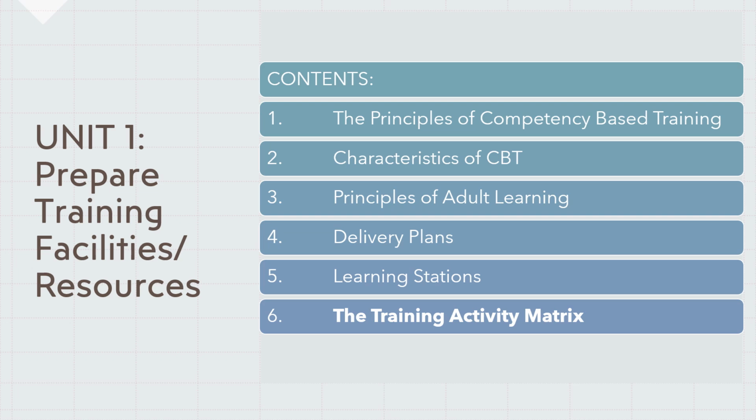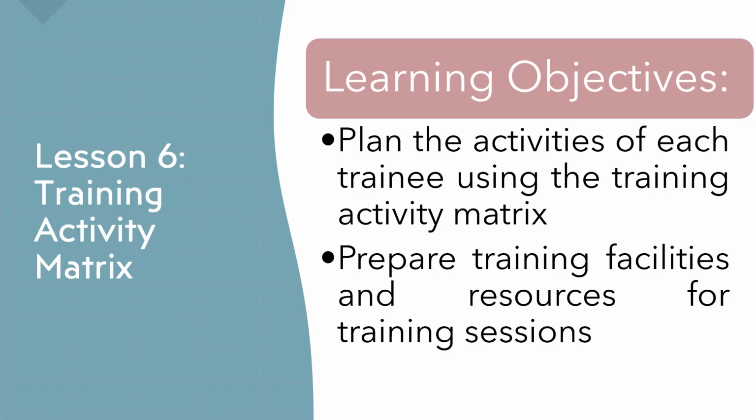For this particular session, we're going to learn about the training activity matrix. This will be the last topic under Unit 1, which is prepare training facilities and resources. Of the learning objectives, the first one is to plan the activities of each trainee using the training activity matrix and prepare training facilities and resources for the training session.